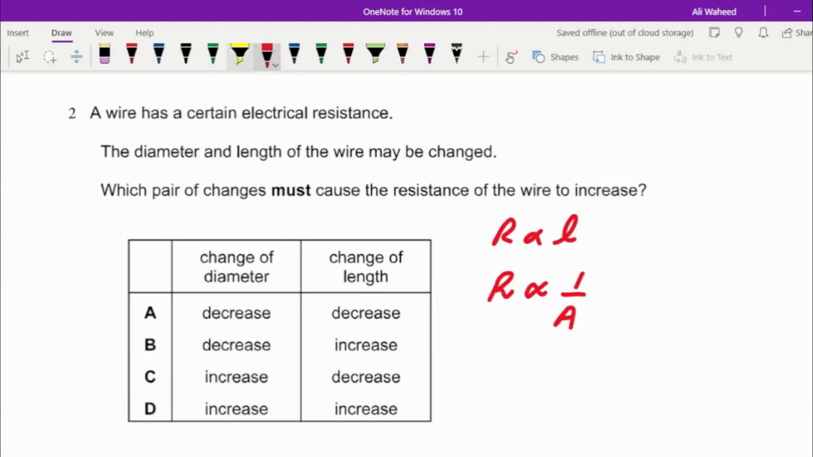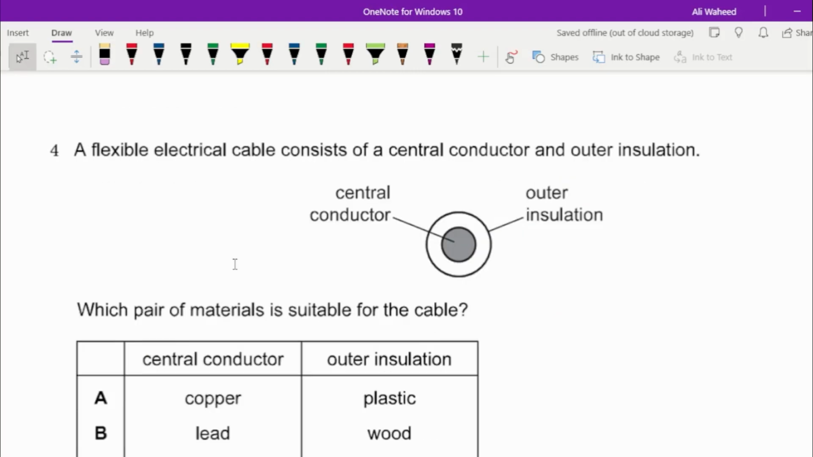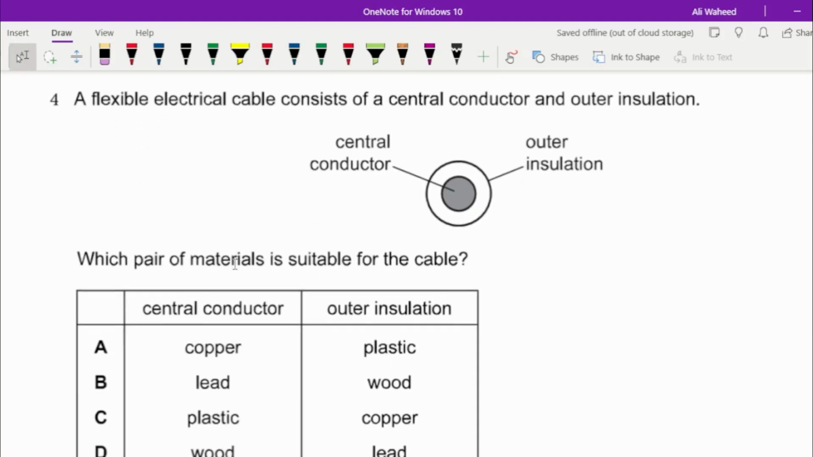So what do we need to do anyway? We need the resistance to increase. So in order to increase the resistance, length should increase and the area of cross section should decrease. So length increases and area of cross section or the diameter should decrease. So it should be the option B. Right. Over to the next one.